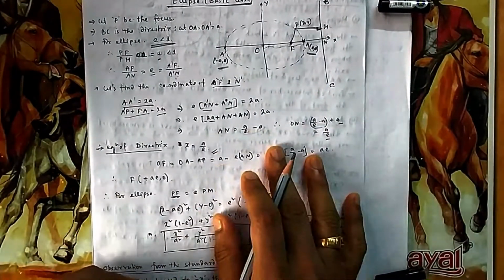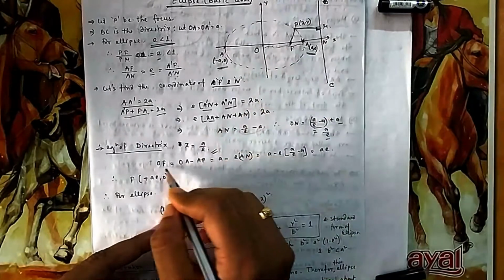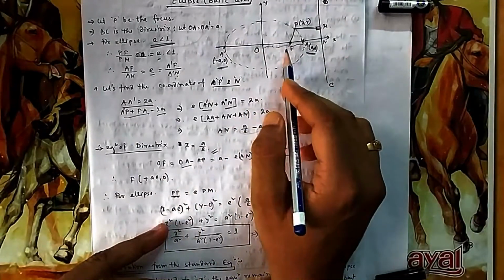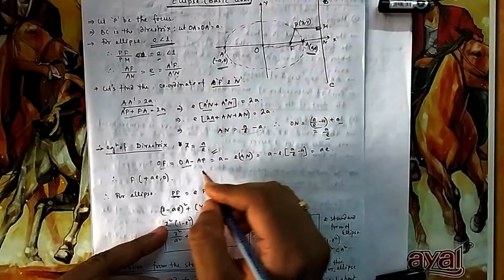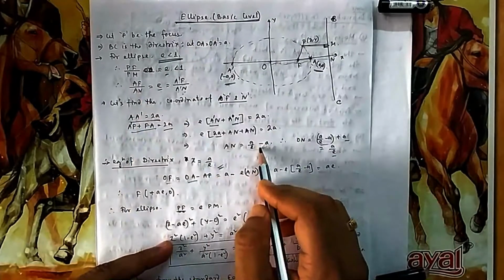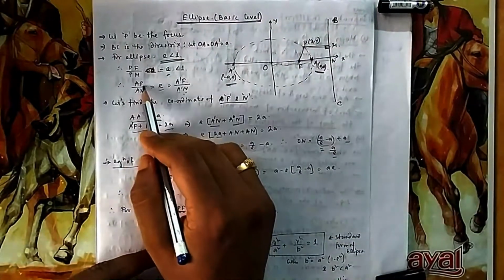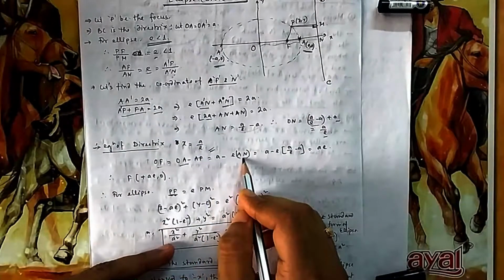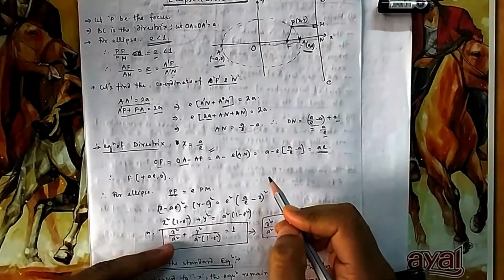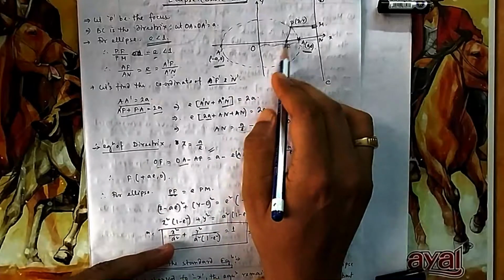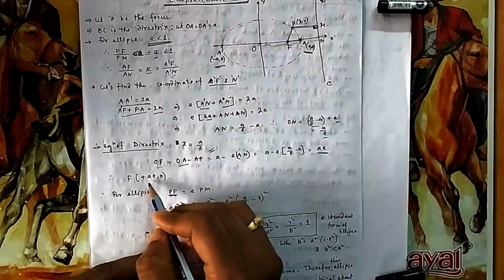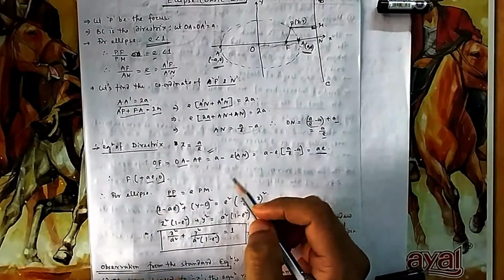One more thing, the focus is required. For that focus, what is OF? OF is equal to OA minus AF. Once we know AF, that is done. But AF we can find using AN. AN we know, so E into AN is equal to AF. We put E into AN, then you find AE. That means you have found the coordinate of F also, because if it is AE, then this point is AE comma 0.